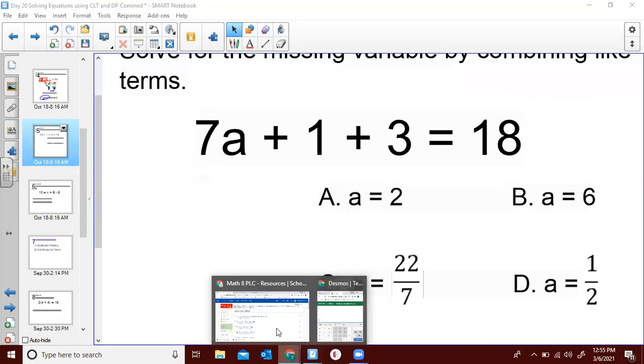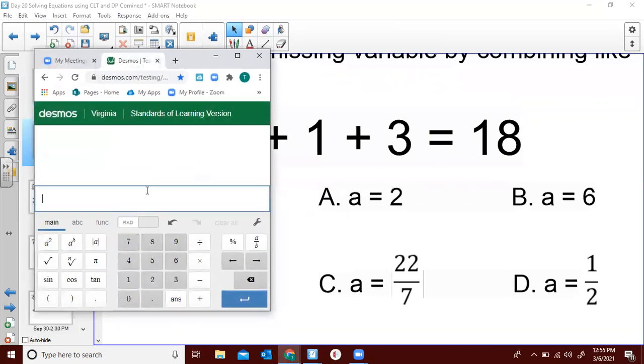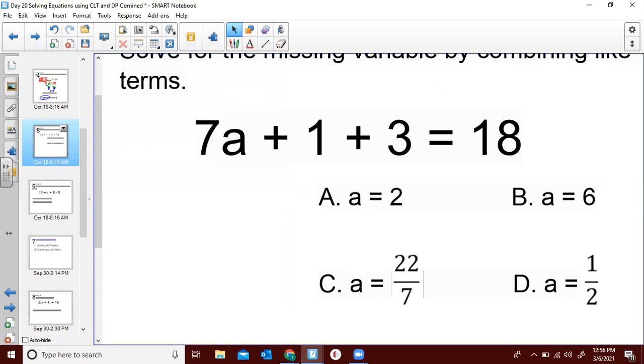All right, so you guys have seen this before. We touched on it last week. So I'm going to go ahead and put the left-hand side of my equation in. That's 7a plus 1 plus 3. And then my right-hand side is just 18. And I want to put a equals. Well, I just want to test my answers. So if I do a equals 2, you notice that I get 18 from my left and 18 from my right-hand side. So my answer is going to be 2.